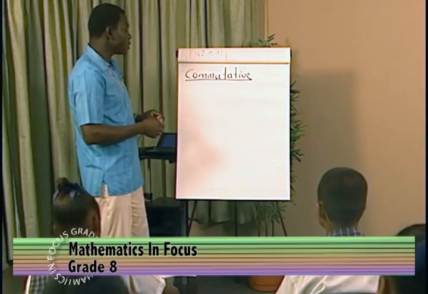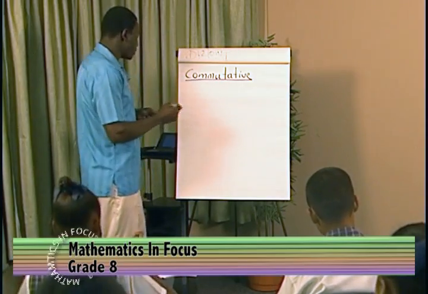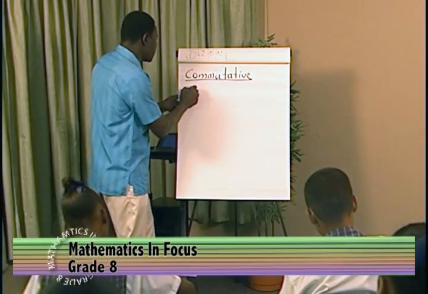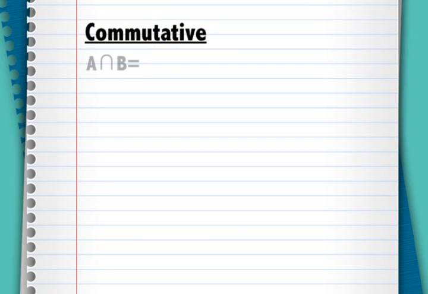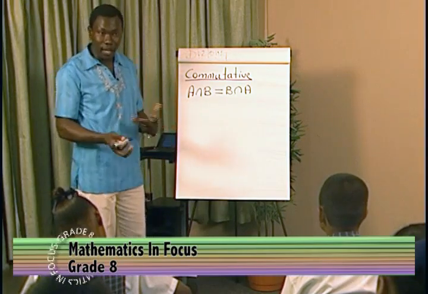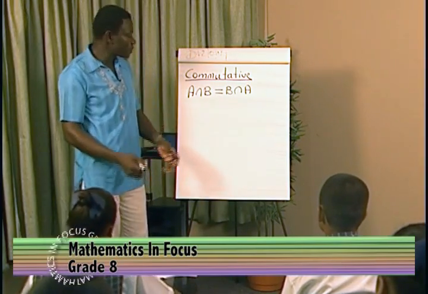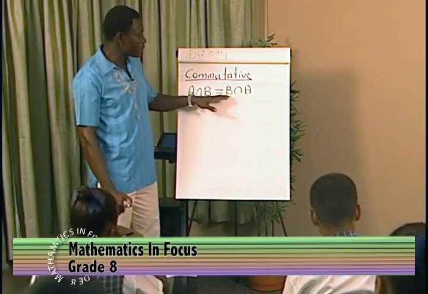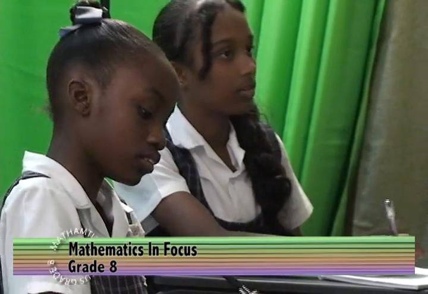And the first property we will look at is the commutative property. And this says that if we have A intersection B, this will be the same as B intersection A. This is what the commutative property says, that if we have two sets that have an intersection, well then A intersect B will be the same as B intersect A.